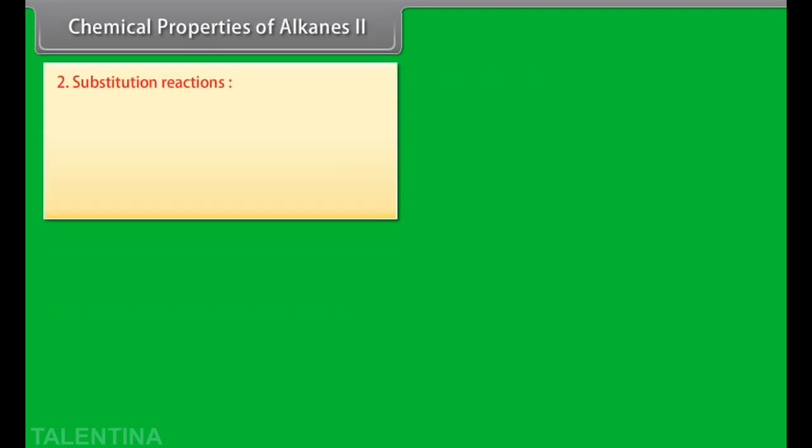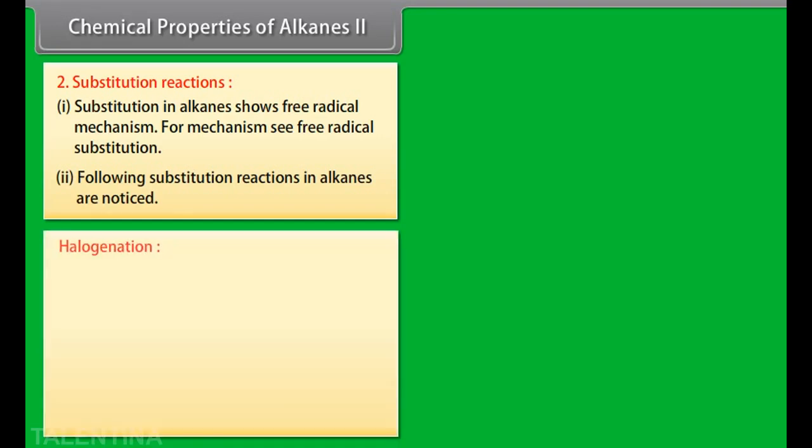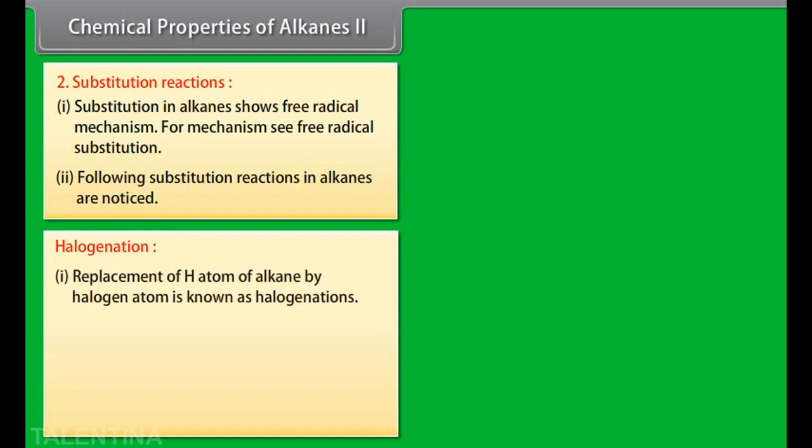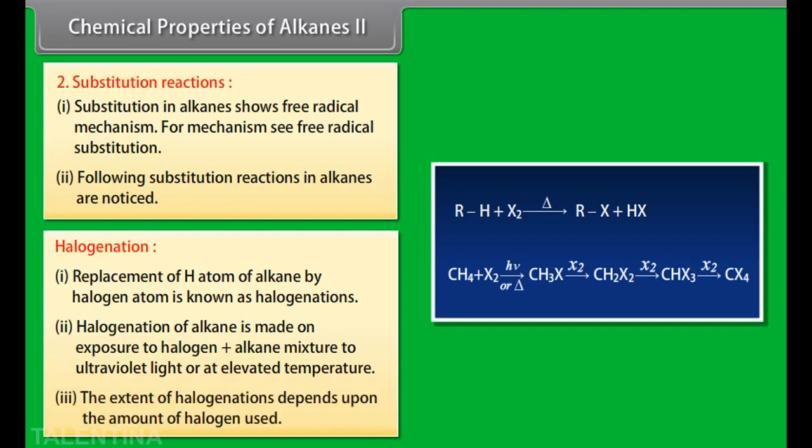Chemical properties of alkanes. 2. Substitution reactions. Number 1. Substitution in alkanes shows a free radical mechanism. For mechanism, see free radical substitution. Number 2. The following substitution reactions in alkanes are noticed. Halogenation. Number 1. Replacement of a hydrogen atom of an alkane by a halogen atom is known as halogenation. Number 2. Halogenation of alkane is made on exposure of a halogen plus alkane mixture to ultraviolet light or at elevated temperature. Number 3. The extent of halogenation depends upon the amount of halogen used.